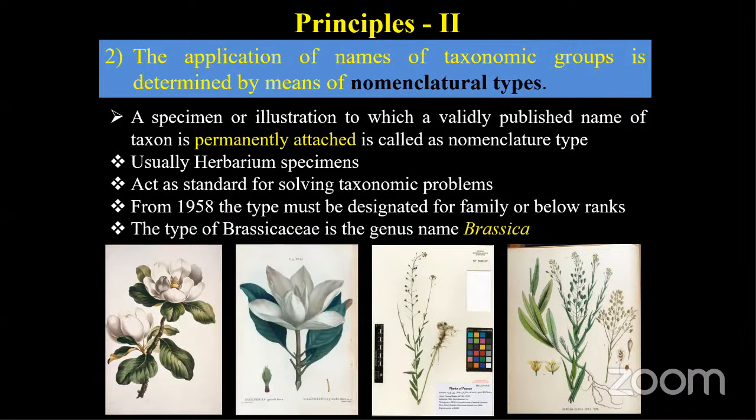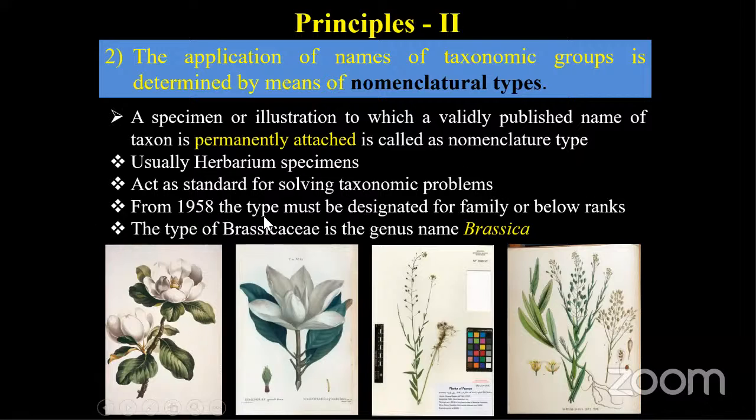It is because the herbarium specimen, which is deposited within the Kew Botanical Garden as a nomenclature type, has the same characters which are present in the mango which is available in our area. So that's why the name Mangifera indica has been given to that mango plant. It also acts as a standard for solving taxonomic problems.